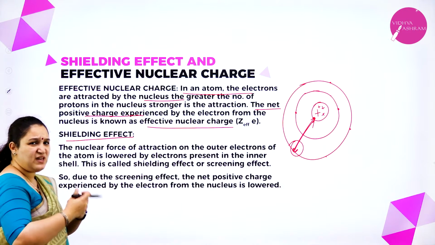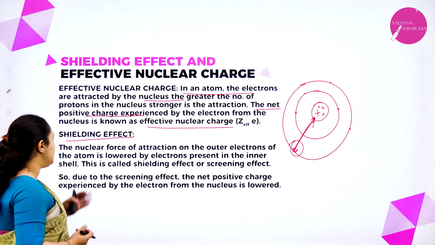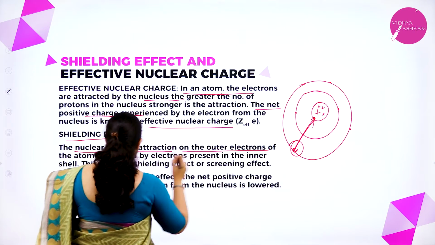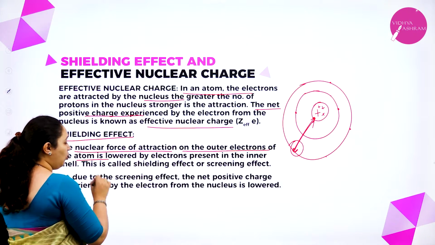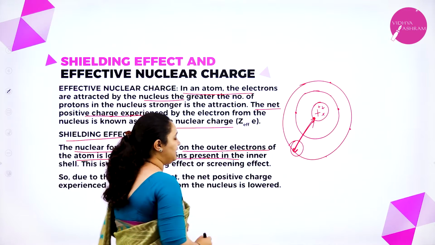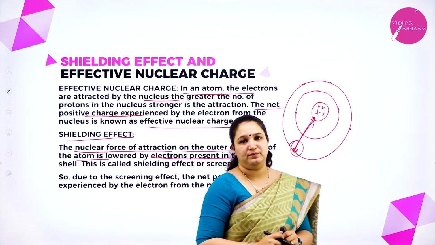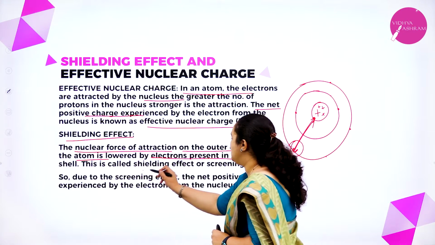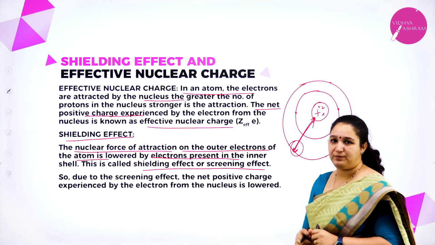Shielding means what? Something is covering. Okay, so what is the shielding effect? The nuclear force of attraction on the outer electrons of the atom is lowered by electrons present in the inner orbital or inner shell. It is called the shielding effect or screening effect.